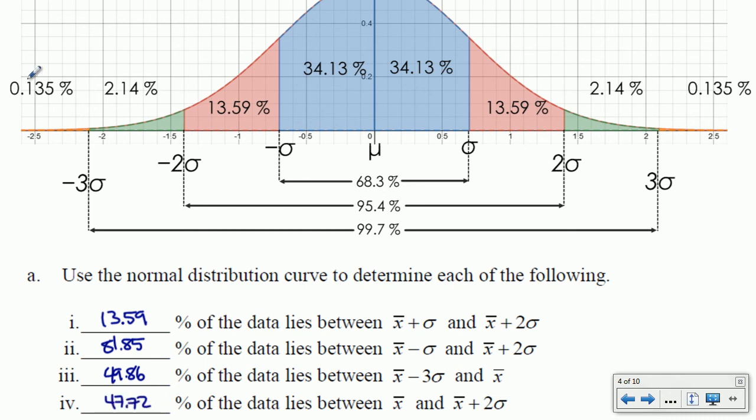You may notice that if you add up all of these percentages, it doesn't quite add up to 100%, and that's because there's been some rounding here. And you can see these values a little bit more precisely in the Desmos demo.